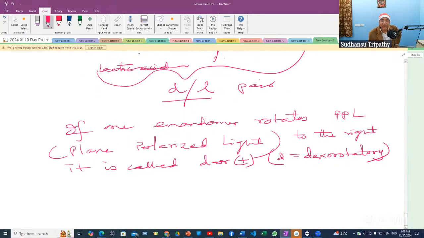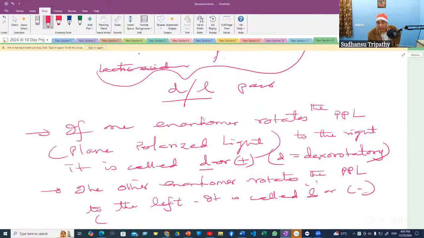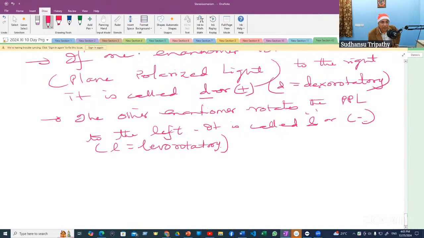And the other enantiomer rotates the PPL to the left. It is called small l. Remember, small d, small l. Or minus. L stands for laevo. In English, British English, laevo. In American English, simply levo. Laevorotatory. L.